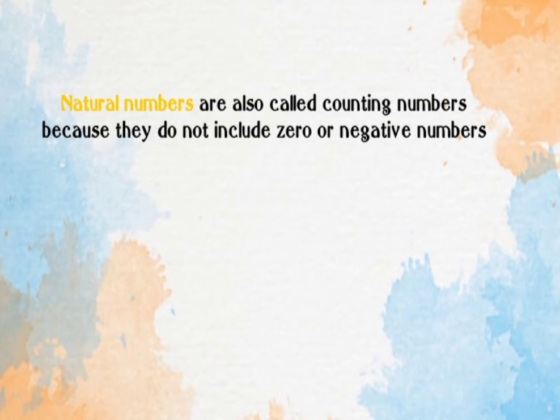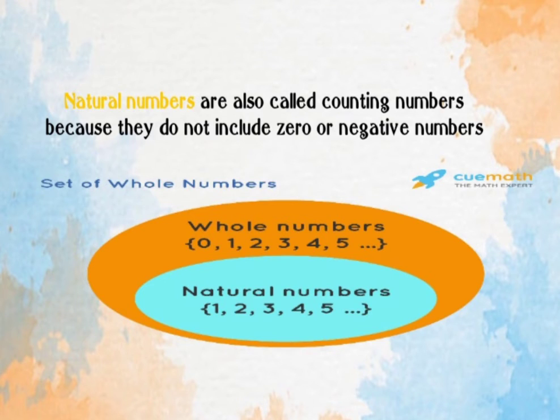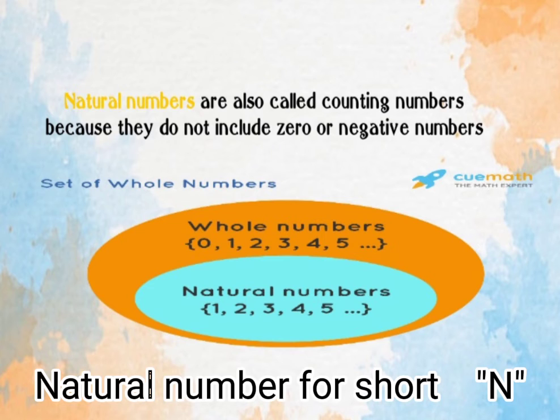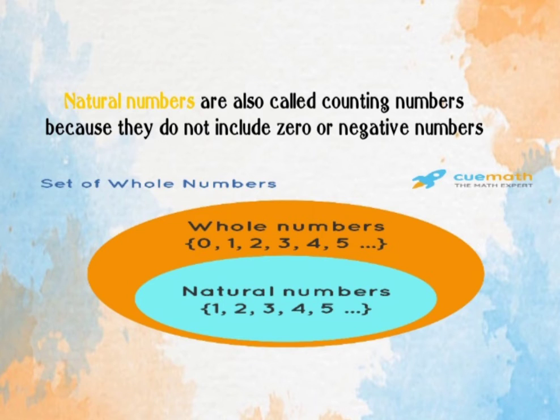Natural numbers are also called counting numbers because they do not include 0 or negative numbers. Example: the set of natural numbers, 1, 2, 3, 4, 5, is sometimes written N for short. The whole numbers are the natural numbers together with 0. Note: a few textbooks disagree and say the natural numbers include 0.